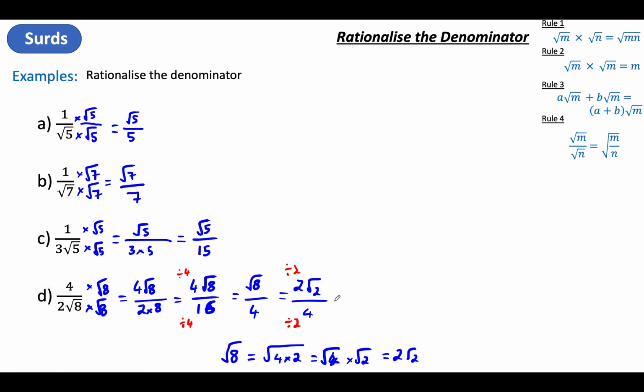Let's go back to the blue. 2 divided by 2 is just 1, so that's now 1 lot of root 2. And 4 divided by 2 is 2. Whew, blimey. I could have probably escaped some of that if I'd first of all noticed that I could have simplified the 4 and the 2 straight away. But anyway, you get the right answer in the end.